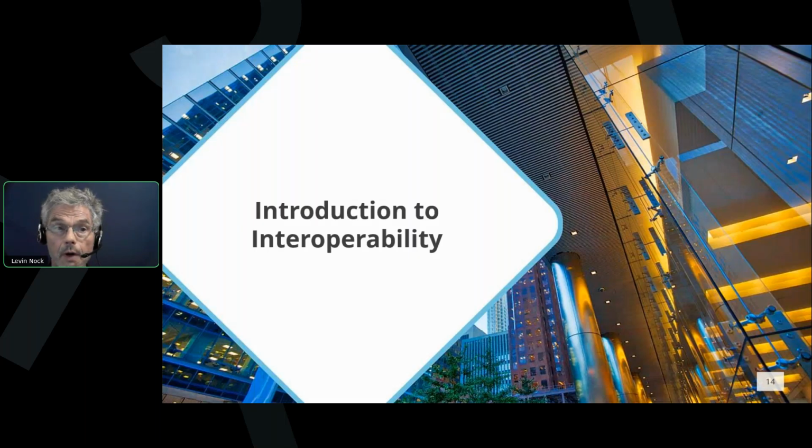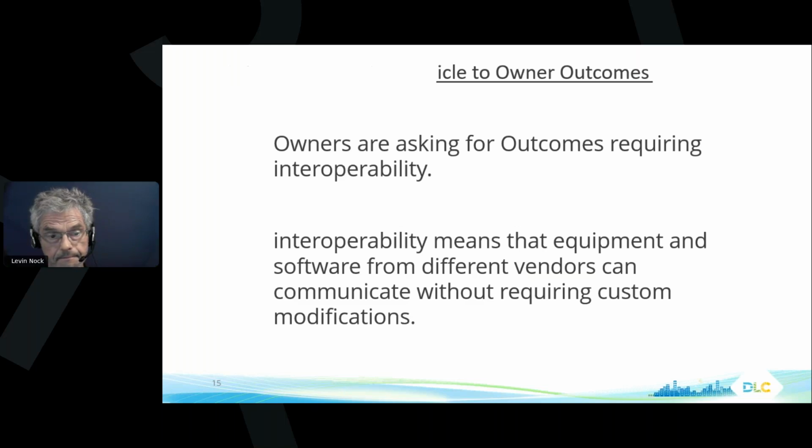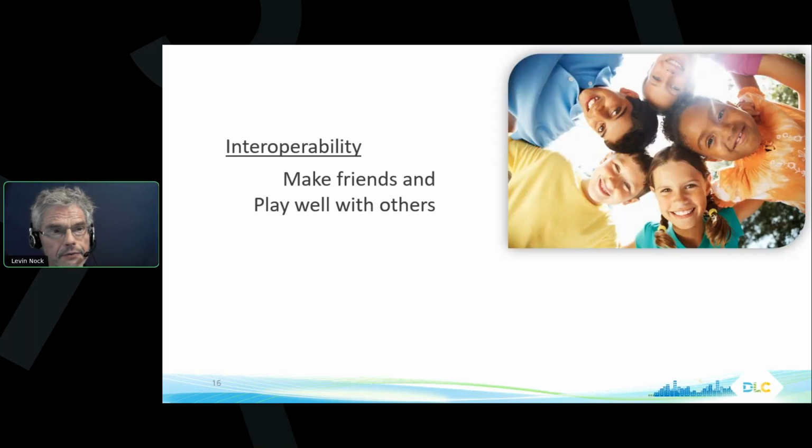Now I'll introduce what we mean by interoperability. Interoperability is the ability for hardware and software from different manufacturers to safely and reliably work together without requiring custom modifications. Another way to think about it is that interoperable components and systems can make friends and play well with others. Matt, where do you see the role of interoperability in the building projects that you work on?